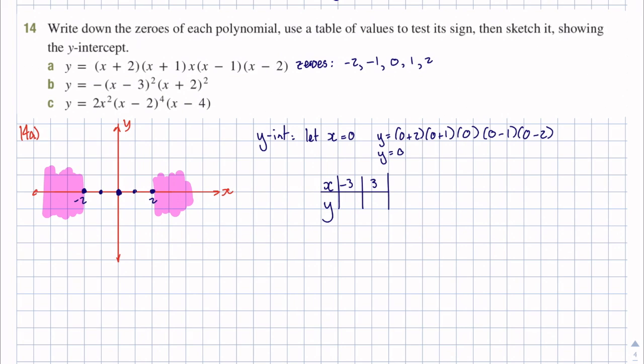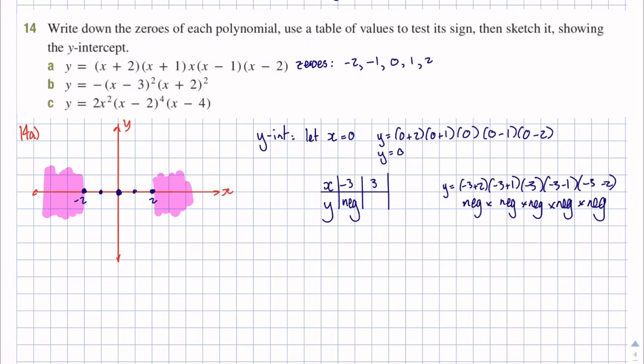Oh, I wish I had my calculator here. So we've got y equals -3 plus 2, -3 plus 1, -3, -3 take 1, -3 take 2, which is a neg times a neg times a neg times a neg times a neg. Neg times a neg is a pos, times a neg is neg, times a neg is pos, times a neg, it's going to be negative.